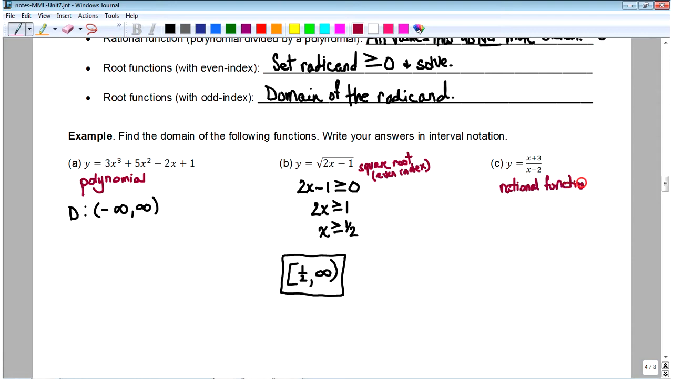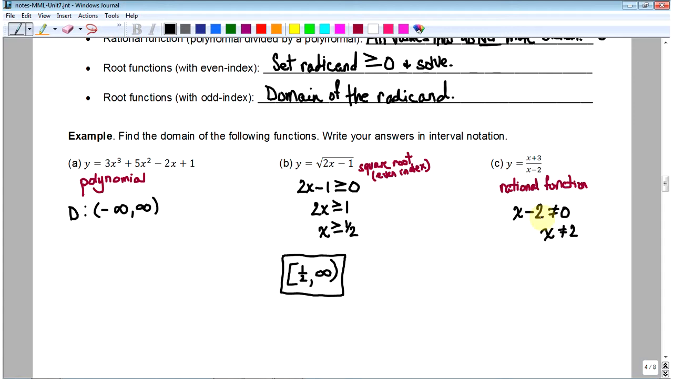So whenever you see a fraction, we know fractions will give us a problem if we have 0 in the denominator. So we can put any value in for x except values that make the denominator equal 0. So we know that x minus 2 cannot equal 0. And we're going to solve that just like an equality. Add 2 to both sides, and we see that x cannot equal 2.